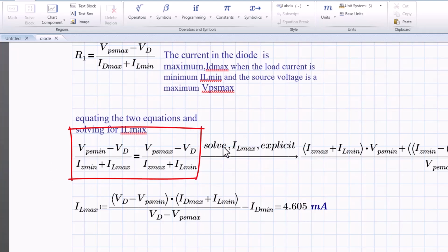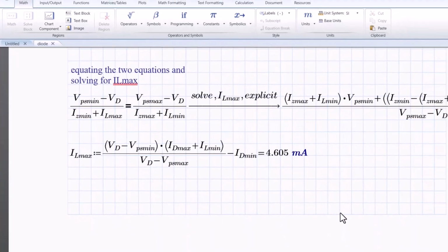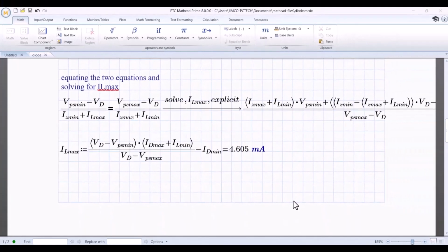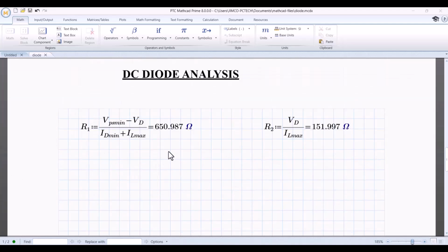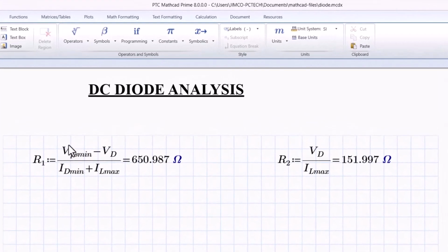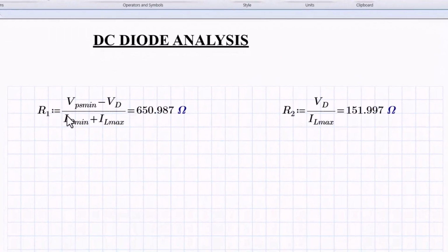So when we solved it, we now got this equation. After simplifying the equation, we now got 4.605 mA, which is the maximum load current in R2. So with the formula, I just picked one of those formulas. I got the minimum voltage minus voltage drop divided by the minimum current plus maximum current in the load, which is R2.